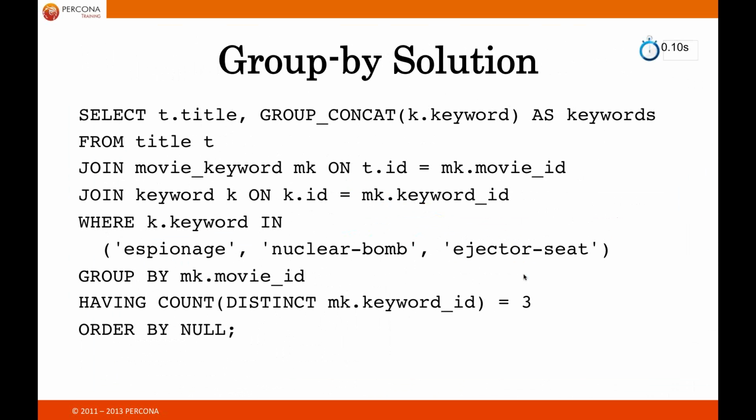One of the solutions is to use group by. That is, we look for keyword in espionage, nuclear bomb, and ejector seat like we did in the naive solution, but then we consolidate those with a group by so that they are all considered part of the same group, and then count how many distinct keywords were in there. So we'd want to find out if it had all three. We just see if, when we match those three keywords, does the group have three rows? If it had only one of those, the count would be one. If it had just two of those keywords, the count would be two.